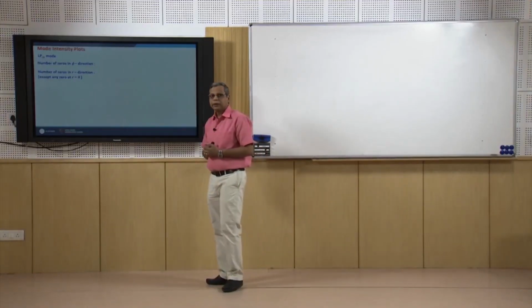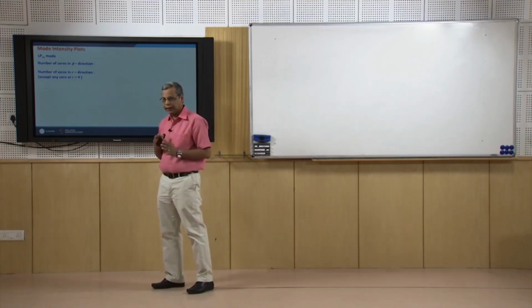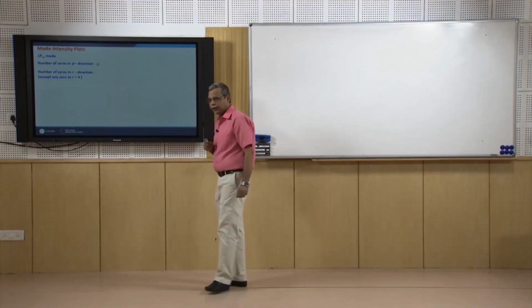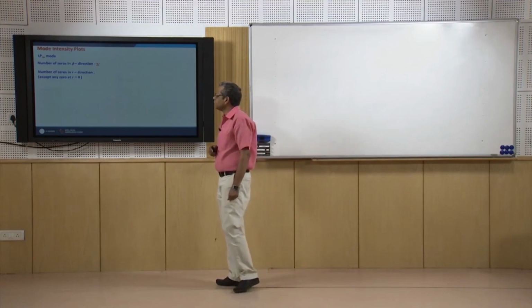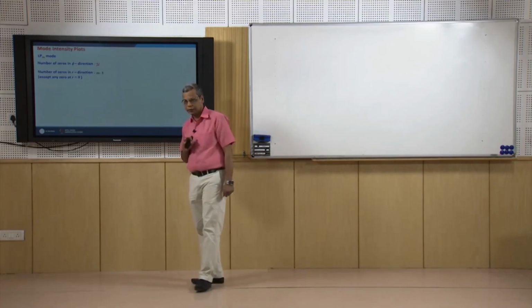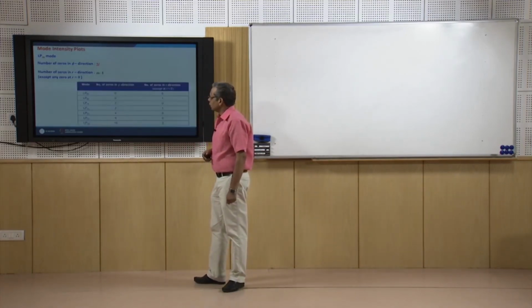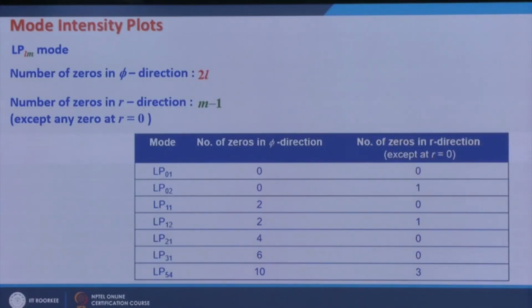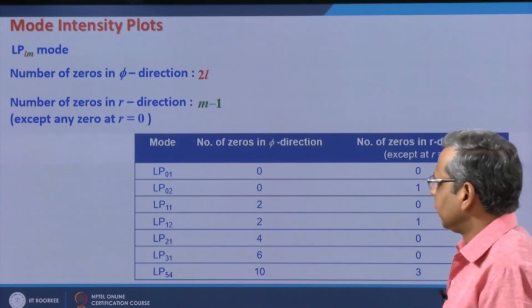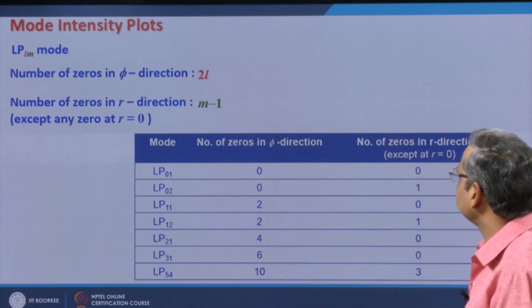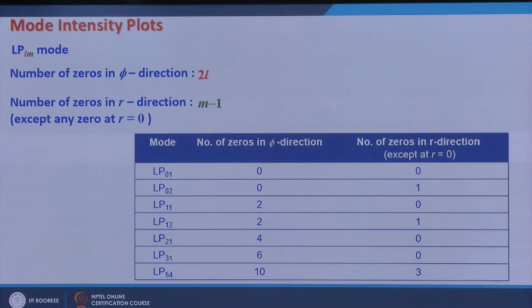In general, for LP-LM mode, the number of zeros in phi direction would be 2L, and the number of zeros in r direction would be m minus 1, except any zero at r is equal to 0. So, if I have various modes, I can immediately find out the number of zeros in r and phi direction. For example, in LP21 mode, there would be 4 zeros in phi direction and no zero in r direction. I always exclude a zero at r is equal to 0.